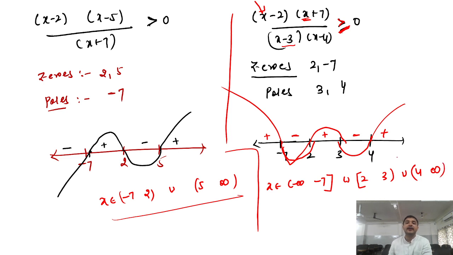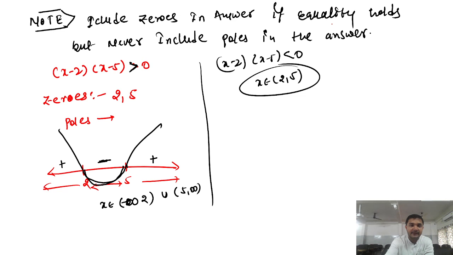So at 3 and 4, we are not including poles in the answer, but zeros can be included if the equality symbol is there. That is the note point. Include zeros in the answer if equality holds. But if equality is not there, do not include zeros as well as poles. And poles we can never include in the answer. I hope till here it is clear.